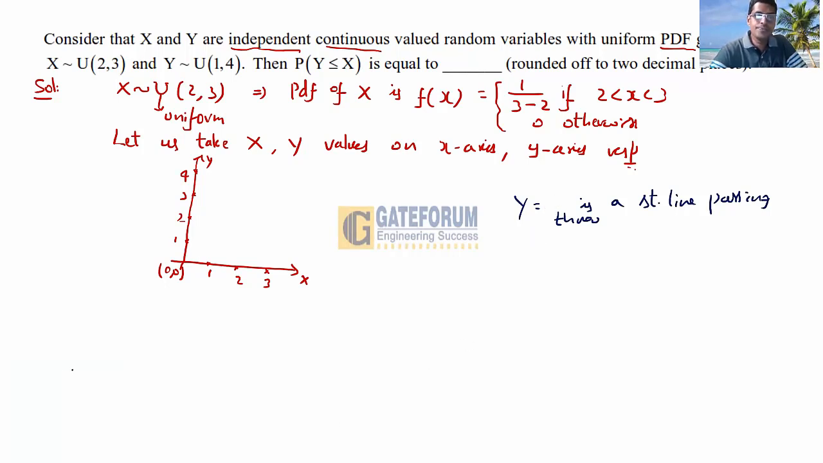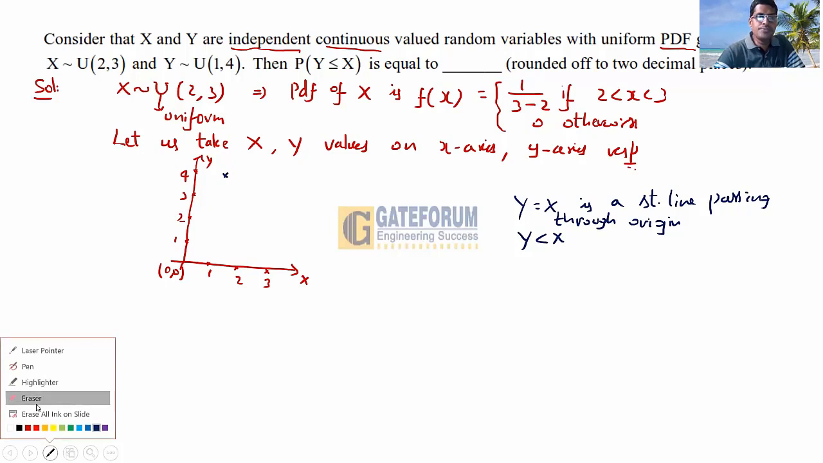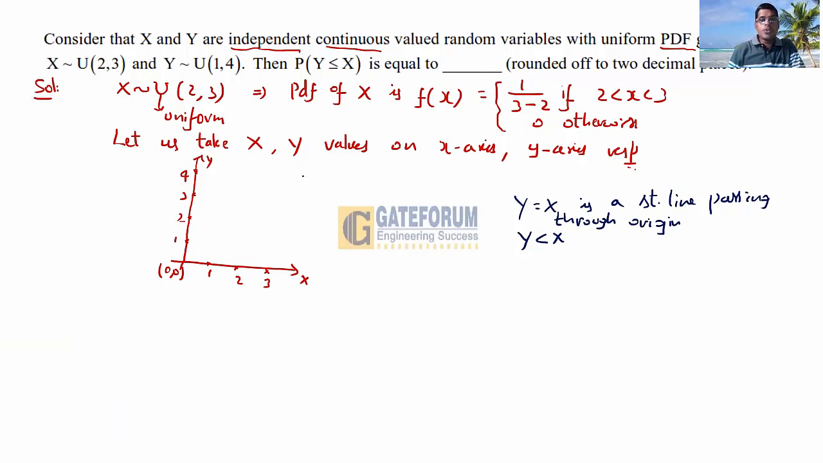So here, capital Y is equal to capital X is a straight line passing through origin, and Y less than X. That is the region inside the triangle. So 2 to 4, 1 to 3. This is the coincident of 2, 1.